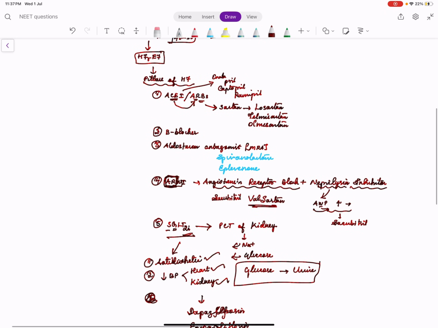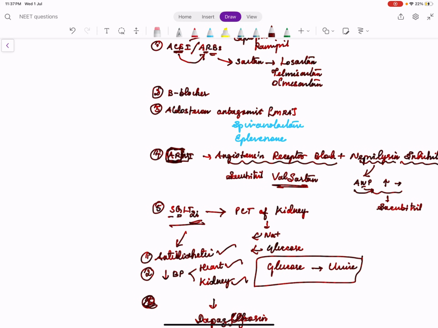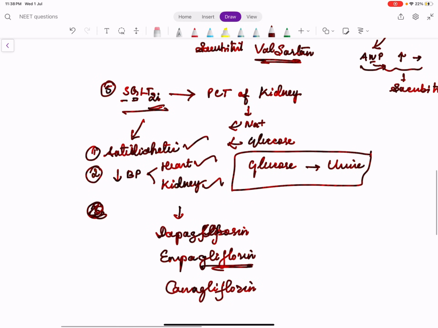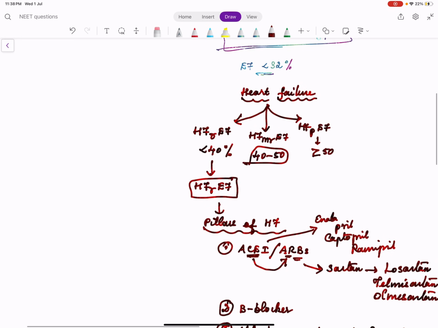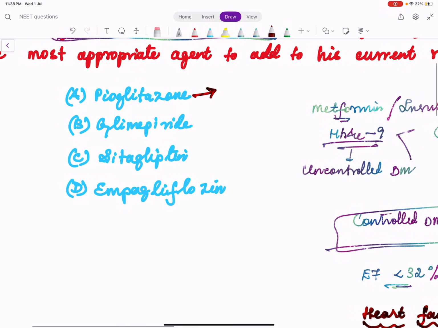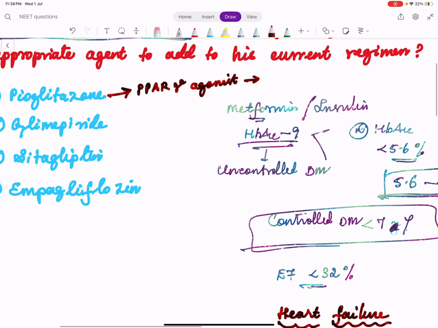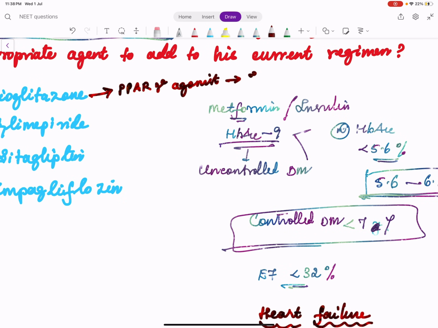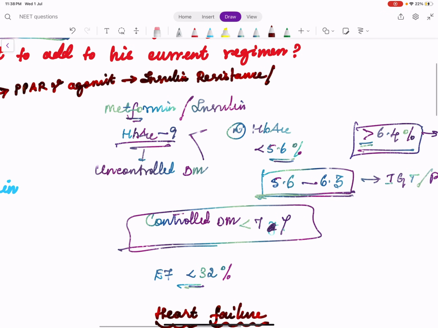Where we started? We started with the 5 pillars of heart failure. SGLT2 inhibitor is one drug, which is an antidiabetic, which is a pillar for heart failure, as well as nephroprotective. So we'll read the options. Pioglitazone. Don't get carried away by the name. Pioglitazone is an anti-diabetic drug which is a PPAR gamma agonist. It is one drug apart from metformin which helps to treat insulin resistance. It is also called an insulin sensitizer.